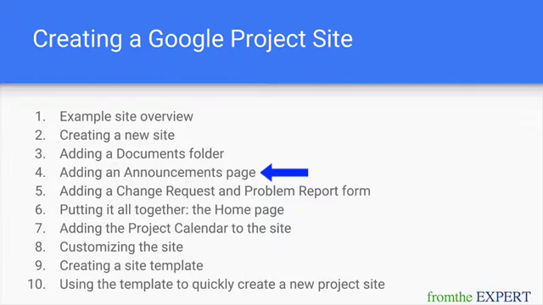Then we're going to show you how to add an announcements or updates page. It's a place where you can post upcoming events and reminders, things like that for your project team. Then we'll show you how to add a change request and a problem report form to the site. This is a place where your team members and stakeholders can go if they want to submit a change request or a problem report. And the nice thing about these forms is the results get put into a spreadsheet, which makes your job as a project manager much easier.